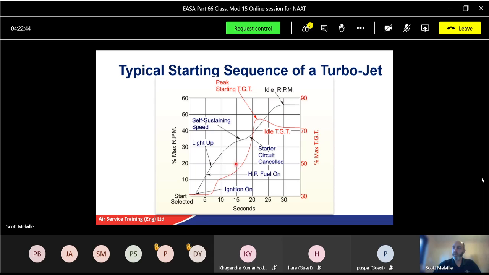Temperature is represented by the red here. After a few seconds, there's no temperature until we get a light up. Then the temperature will rise very, very quickly in the space of a few seconds. It will peak, go slightly above, and then come back down. It should do that. If it stays high and doesn't come back down, we've got a problem. This shows roughly just over 70% maximum TGT, or turbine gas temperature, or EGT. It's just a very basic generic setup. We're going to look at a far more in-depth starting circuit later on.